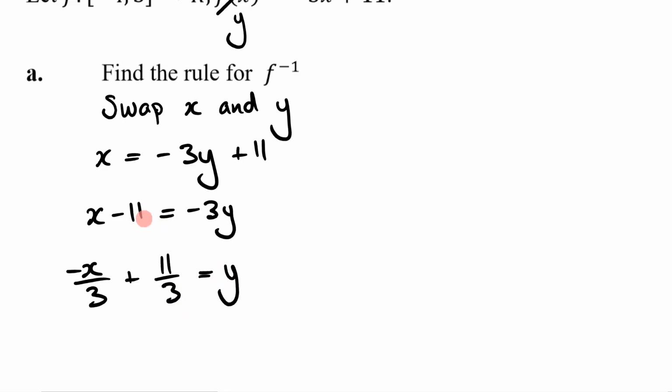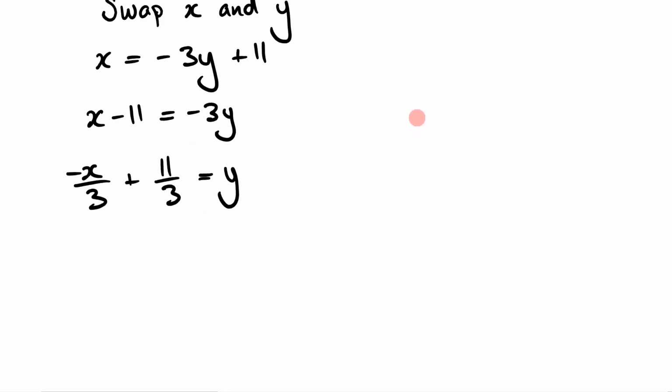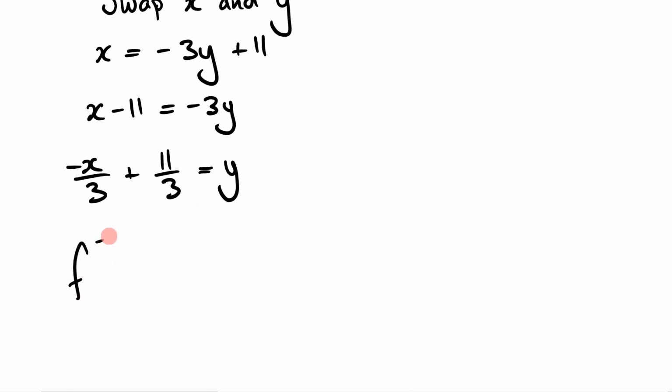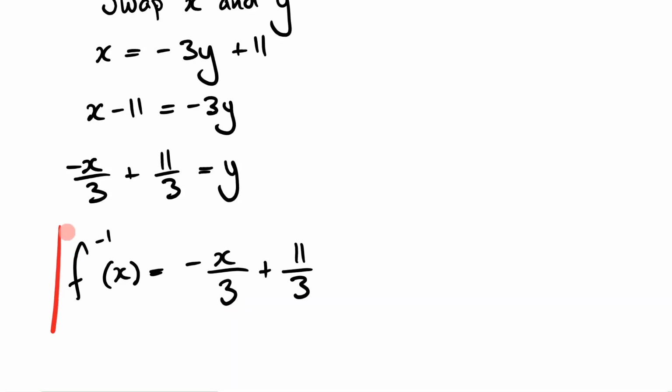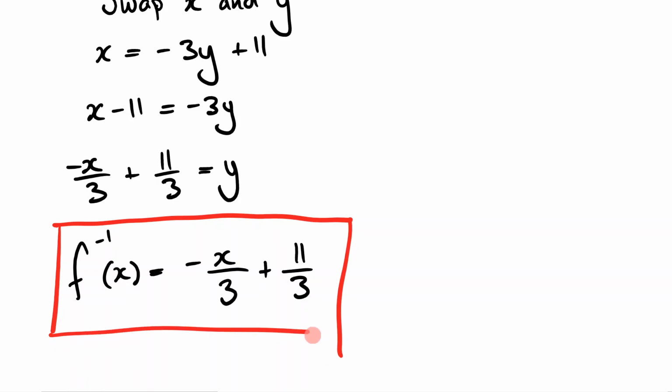So remember, negative 11 divided by negative 3 will be positive 11 on 3 because the two negatives cancel each other out. So that means my inverse function is going to be negative x on 3 plus 11 on 3. That 3 is kind of ugly, isn't it? Let's try again. There we go. So that's going to be my answer to part A. So swap x and y, solve for y, and then write like this at the very end.